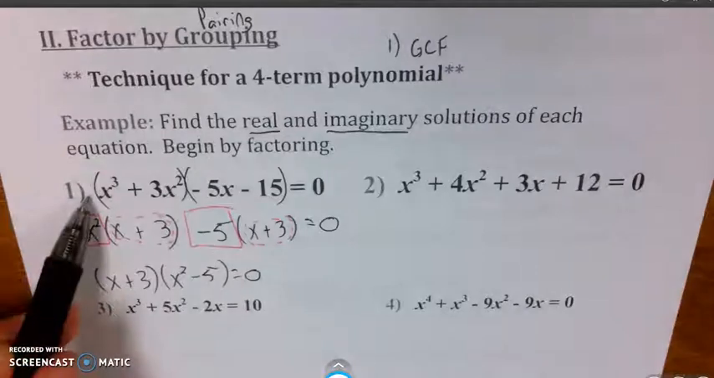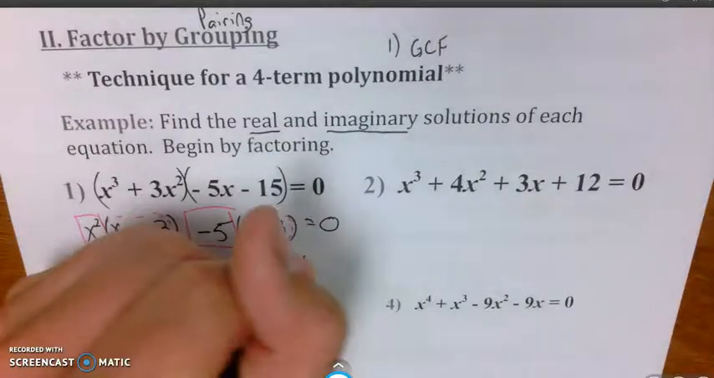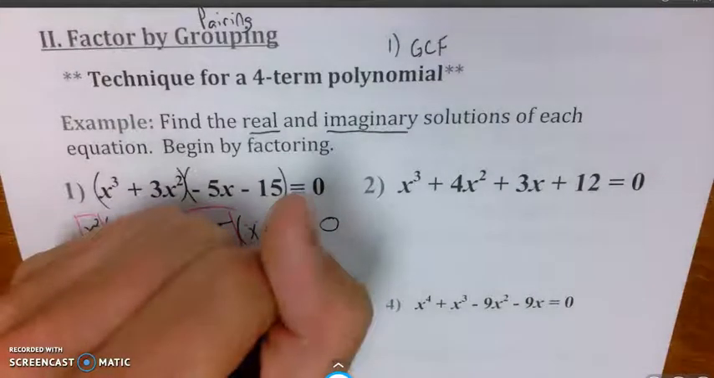So I've taken this original problem and now I've factored it. Well, now I just have to solve each one of these little equations here. Either x plus 3 equals 0 or x squared minus 5 equals 0.